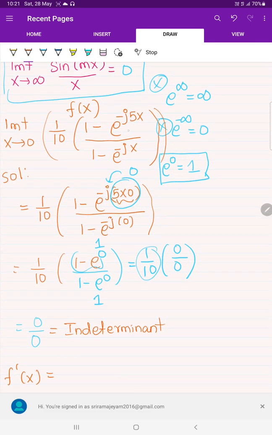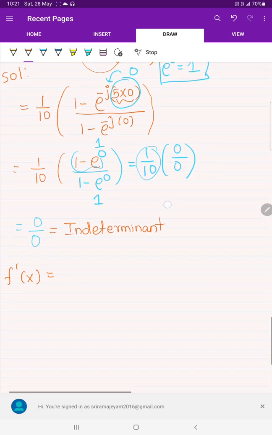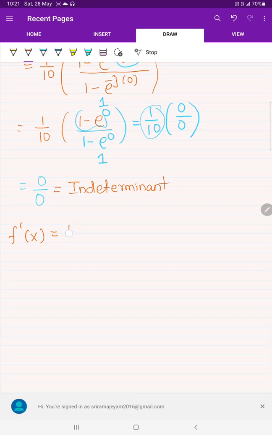1 by 10 into 1 minus e power minus j 5x upon 1 minus e power minus jx. We have to do the differentiation separately, numerator separately, denominator separately. 1 by 10 is constant, I can just keep it out. If I differentiate the numerator, differentiation of 1 will become 0. Now tell me, what is the differentiation of e power minus j5x? In the numerator 1 will become 0, minus differentiation of e power minus j times 5x. This will give you once again e power minus j times 5x only, but the internal differentiation will give one more minus j5.